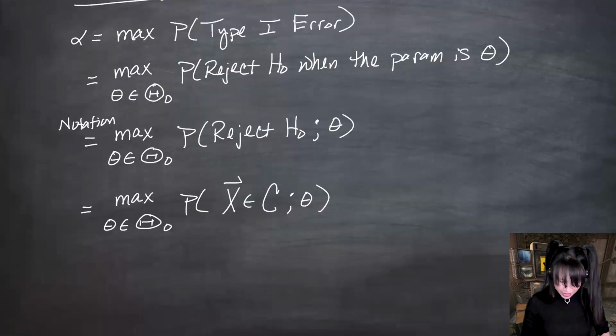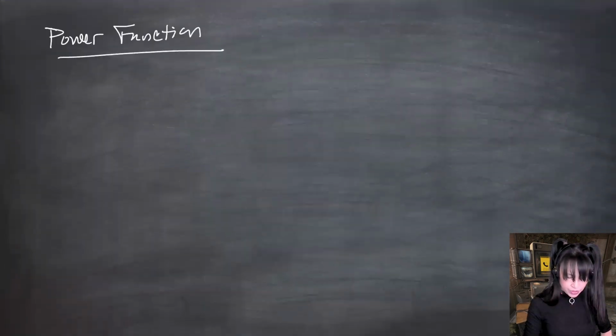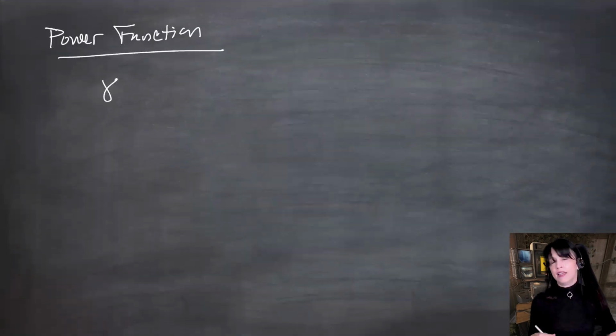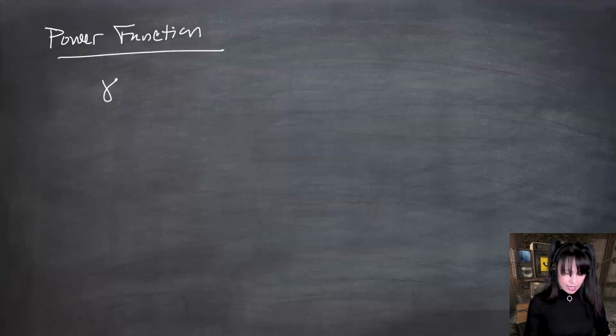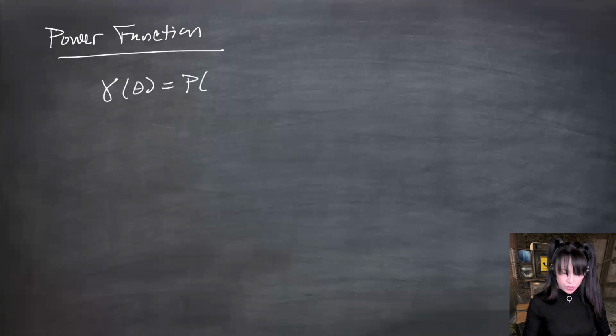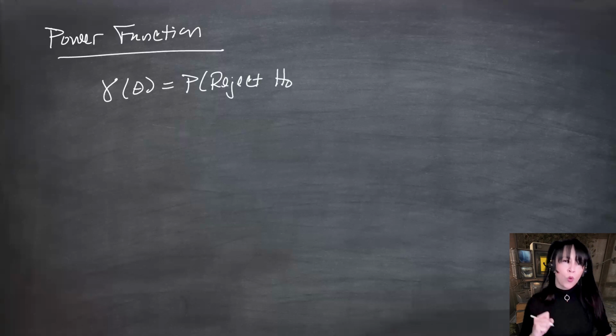Let's look at the power function in our new language. We were calling this gamma. Now, this is not standard notation. Power functions are called lots of things, but it's a function of theta. And this is the probability you reject the null hypothesis when the parameter is theta. So we can say that by just simply writing semicolon theta. And theta does not come from the null hypothesis or the alternative. It's just a function of theta, no matter where it is.